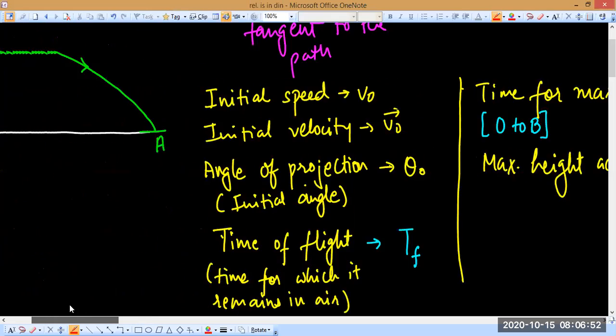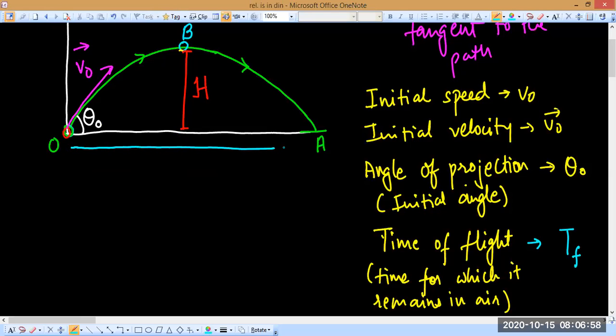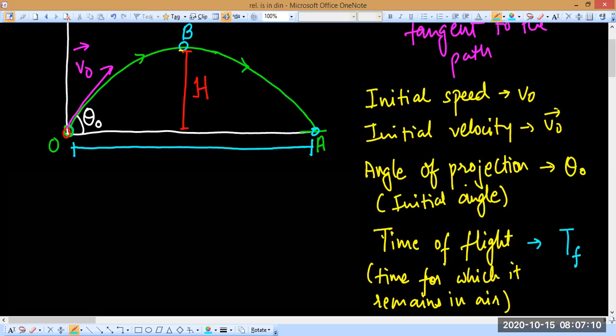So now one last term, hopefully. This is the distance where it falls. You have thrown it from here, or let's say kicked it from here, and it goes off and falls like this, so it will hit the ground here at this point.